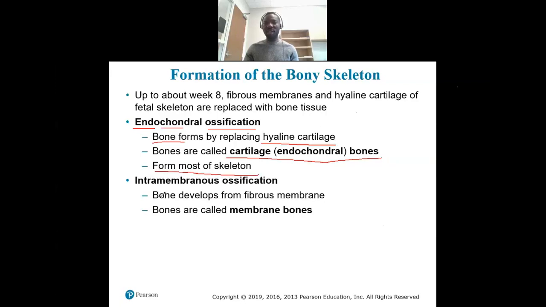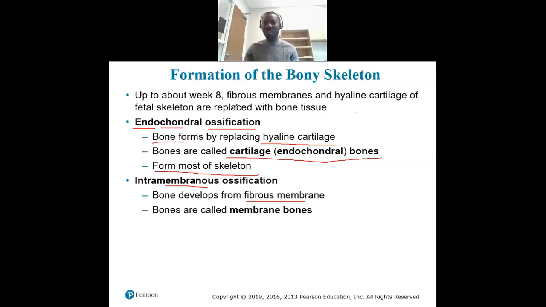Then the intramembranous ossification, this does not involve cartilage. Cartilage is not involved here. Think about it: it is intramembranous, so it's inside membrane, so it only involves membrane. And I'm going to be talking about that in detail as we go. So the bone is going to develop from fibrous membrane.